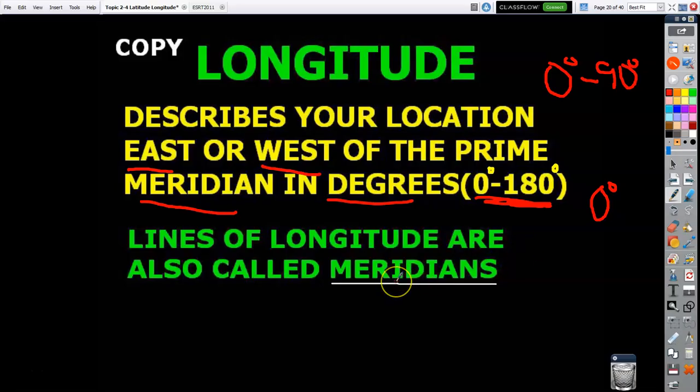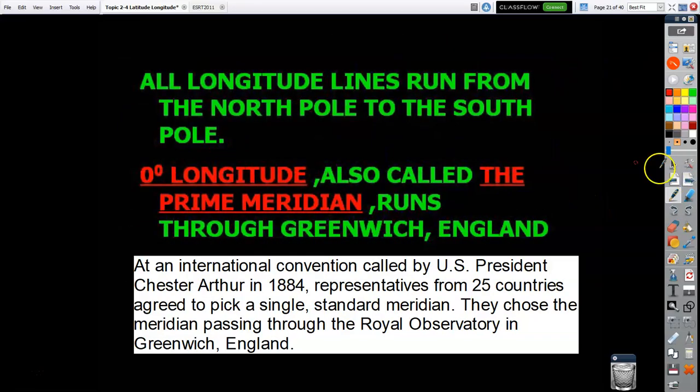And so they're not called parallels, they're called meridians, right? Which makes sense because the first line, the reference, is called the prime, meaning first, meridian. So all other lines are called meridians. Longitude lines, again, run from North Pole to South Pole, top to bottom.